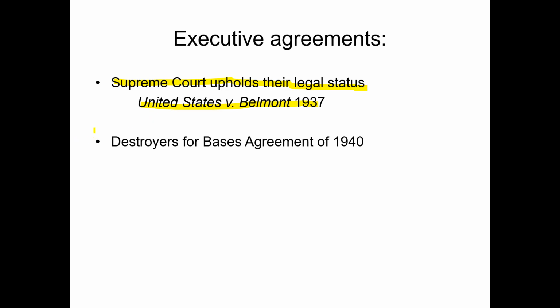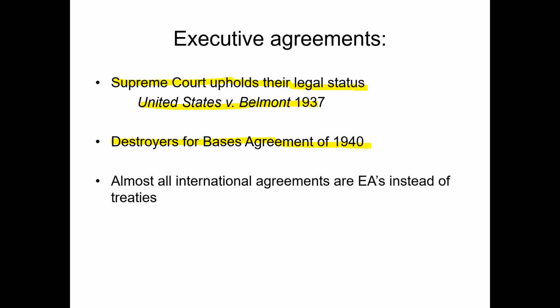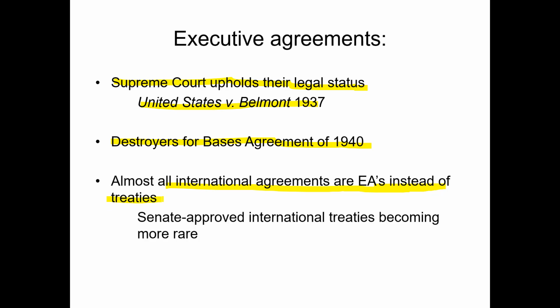The Destroyers for Bases Agreement was another one of these that the president made without Senate approval, but the courts had generally been accepting of those agreements for the president to conduct his business as the face of the nation, responsible for negotiating with other countries, and as commander-in-chief, that sort of thing. So almost all of the international agreements are these executive agreements, instead of the official treaties. The Senate-approved international treaty, as I said, is becoming extremely rare.